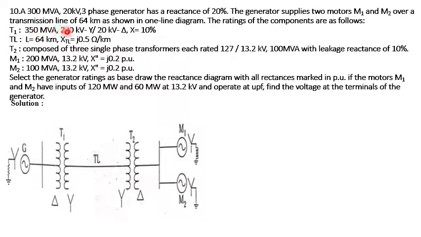Transformer T1 is 350 MVA, 230 kV on the star side, the high voltage side, and 20 kV on the delta side, with X of 10%. The transmission line is 64 km.